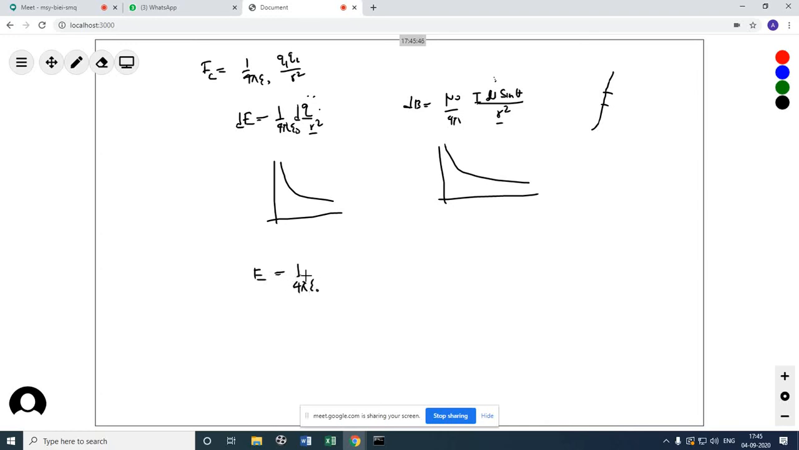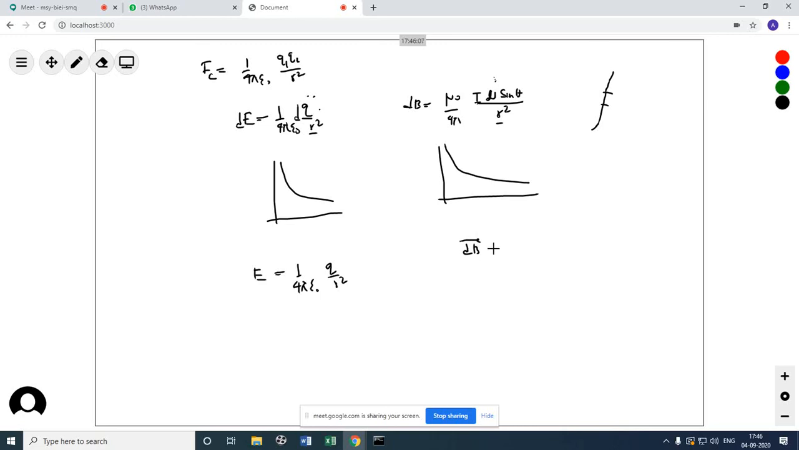The electric field is not a cross product. Electric field and charge: charge is the scalar, electric field is the vector. It is not a vector product of any two vectors. It is simply Q by R square. But dB vector is actually a vector product.